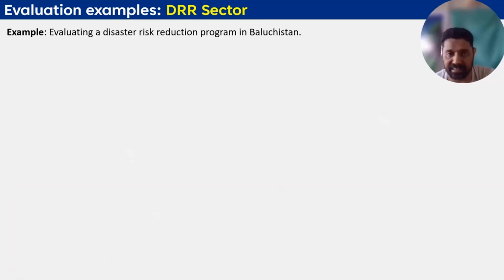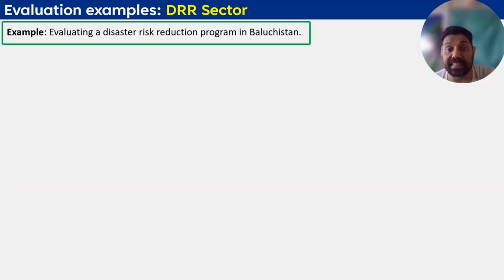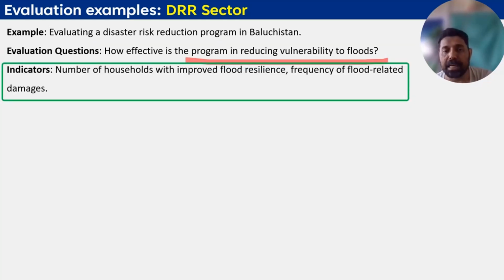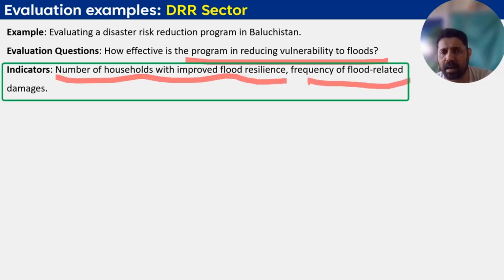In the DRR sector, evaluating a disaster risk reduction program in Balochistan or any other area where there is a disaster, your key evaluation question here would be: how effective is the program in reducing vulnerability to floods? The indicators would be the number of households with improved flood resilience and the frequency of flood-related damages. What was the status before and what is the status now? Whether the households have improved flood resilience, whether interventions related to flood resilience have been implemented.